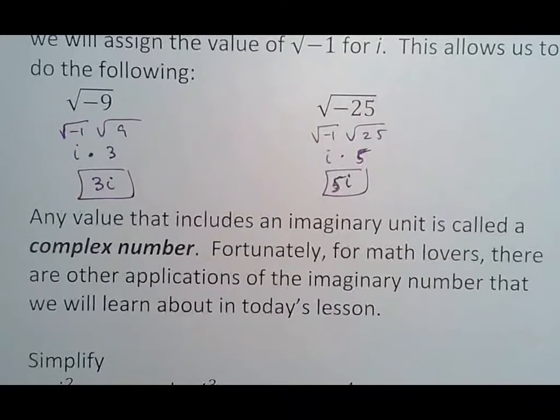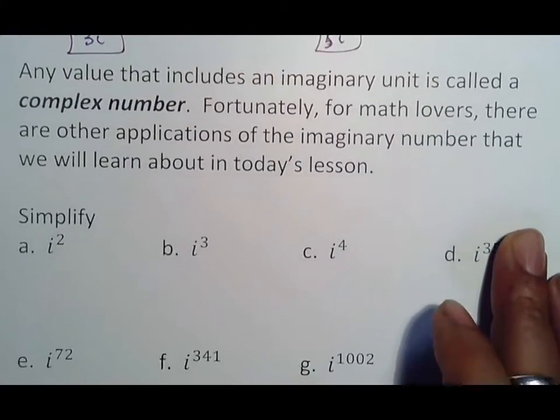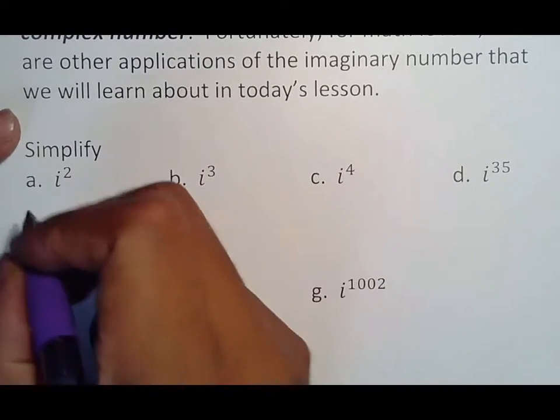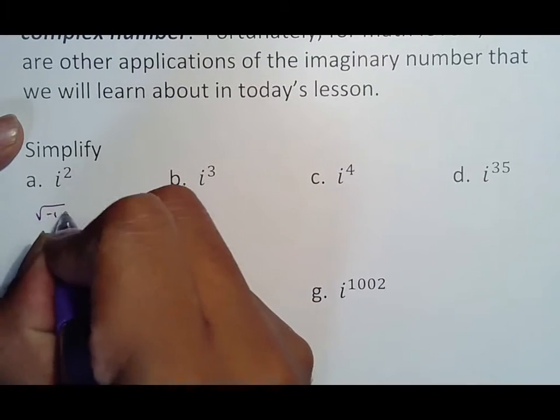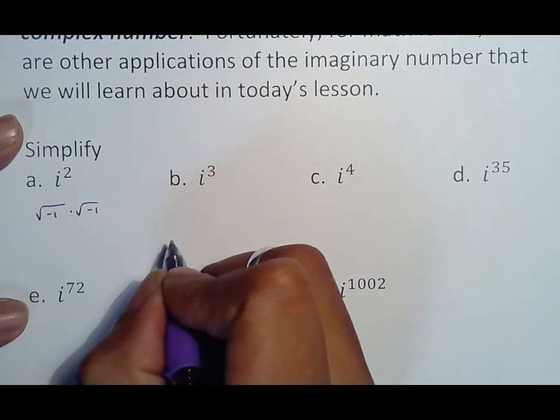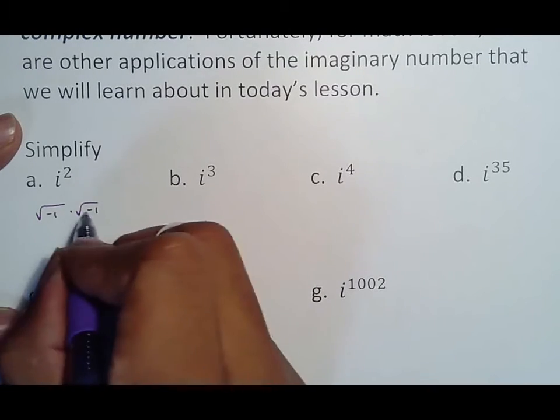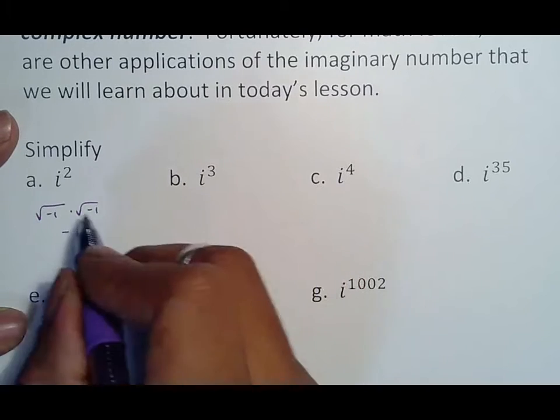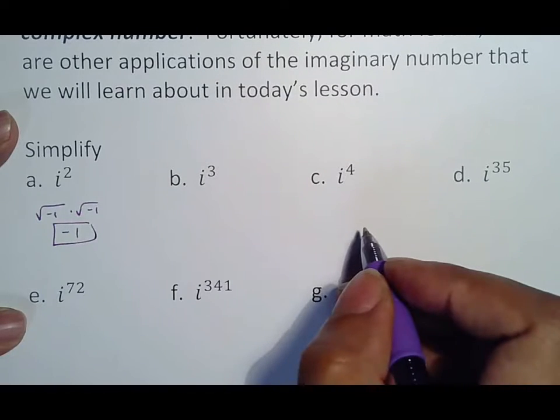So any value that includes an imaginary unit is called a complex number. Fortunately for math numbers, there are other applications of imaginary numbers that we'll learn about in today's lesson. For example, simplify i to the second. That would be the square root of negative 1 times the square root of negative 1, which would be negative 1, because the square root would be by itself, and so i to the second is negative 1.